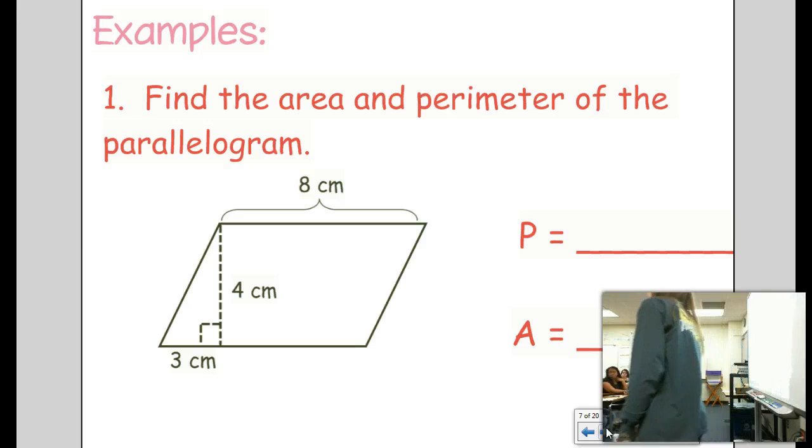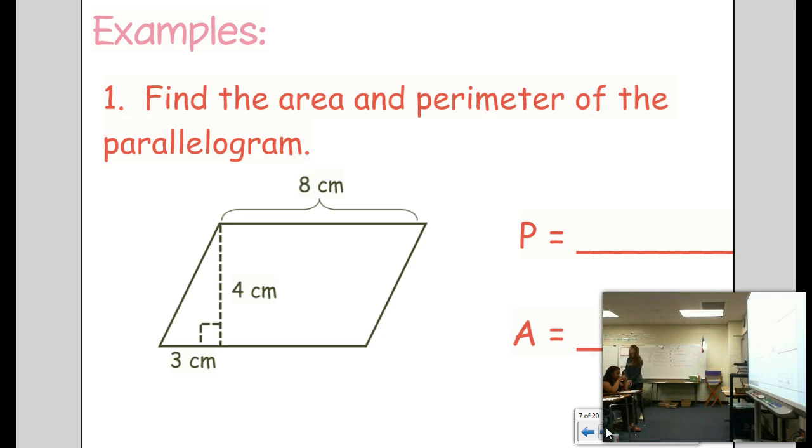All right, let's dive right into some examples. Number 1. Don't yell any answers out because I'm going to call on you. Would we do the whole base times the whole height? Yes. That's what the formula is. Base times height.